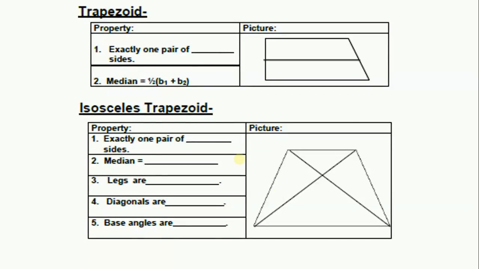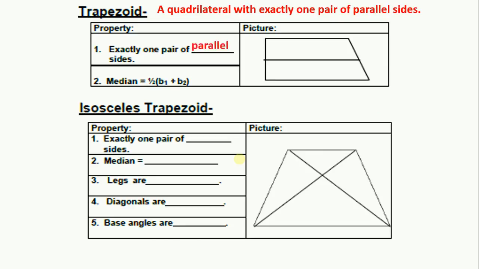Alright, so let's talk about what it means to be a trapezoid. A trapezoid is a quadrilateral with exactly one pair of parallel sides. So if I have a trapezoid, all I have is a single pair of parallel sides. Now, they are not congruent, they are just parallel. Same with these two sides, they are not parallel nor are they congruent.